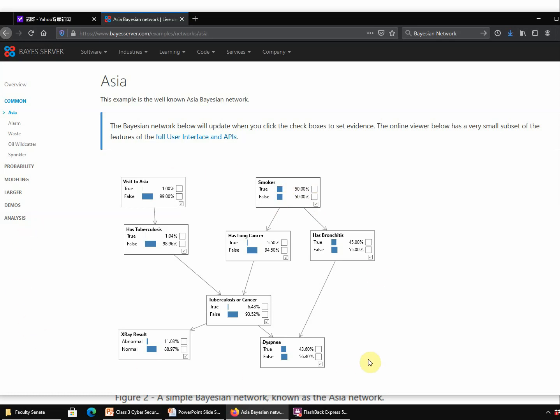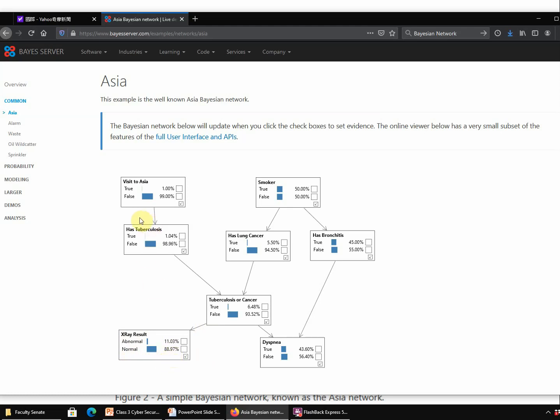So all of this is indicating the overall percentages on each attribute. And that will lead to the dyspnea for true with 43%, false with 56%. On the other side, there's also another leaf node indicating X-ray result. Abnormal is 11%, normal is about 88%, close to 89%.